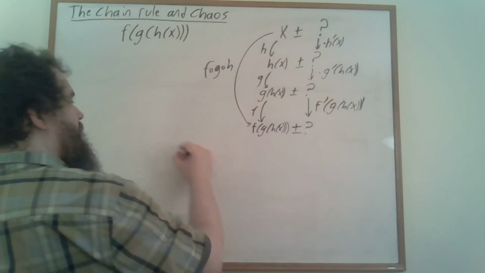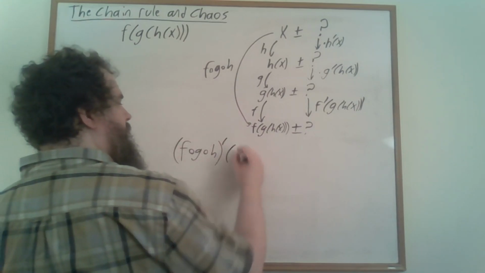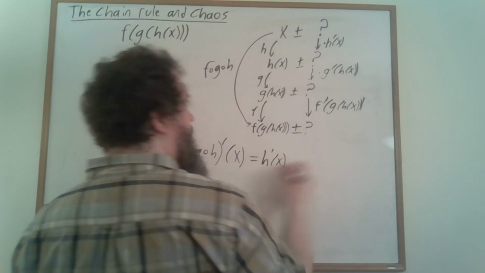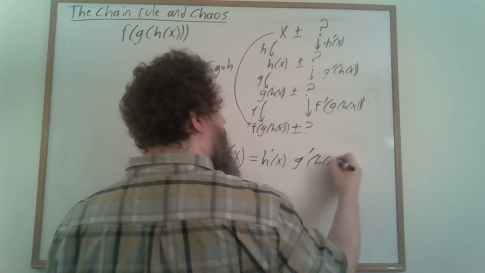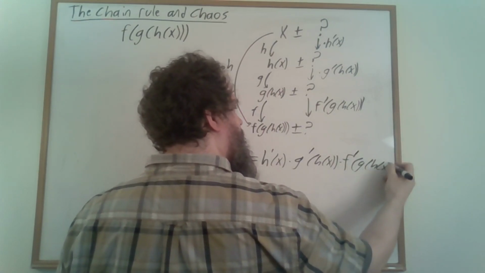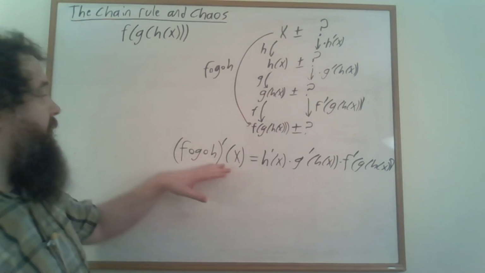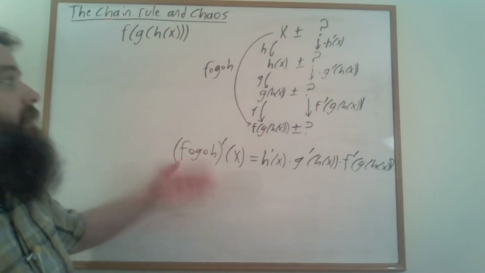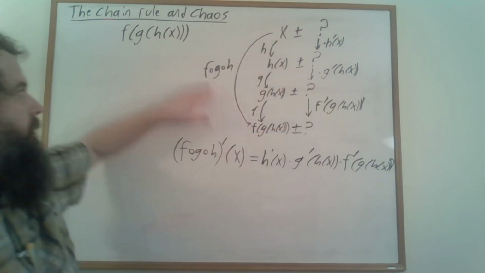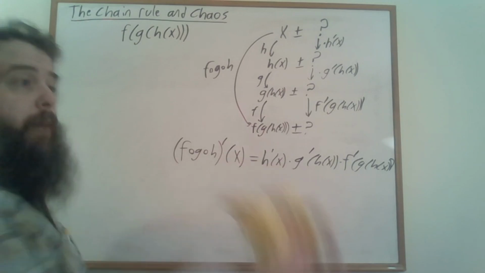So the uncertainty multiplication factor associated with f of g of h is just going to be h prime of x times g prime of h of x times f prime of g of h of x. We were able to figure out the derivative of this composition by thinking of it as an uncertainty multiplication factor when we apply the triple composition function. And this agrees with what we get when we do the symbolic derivative.